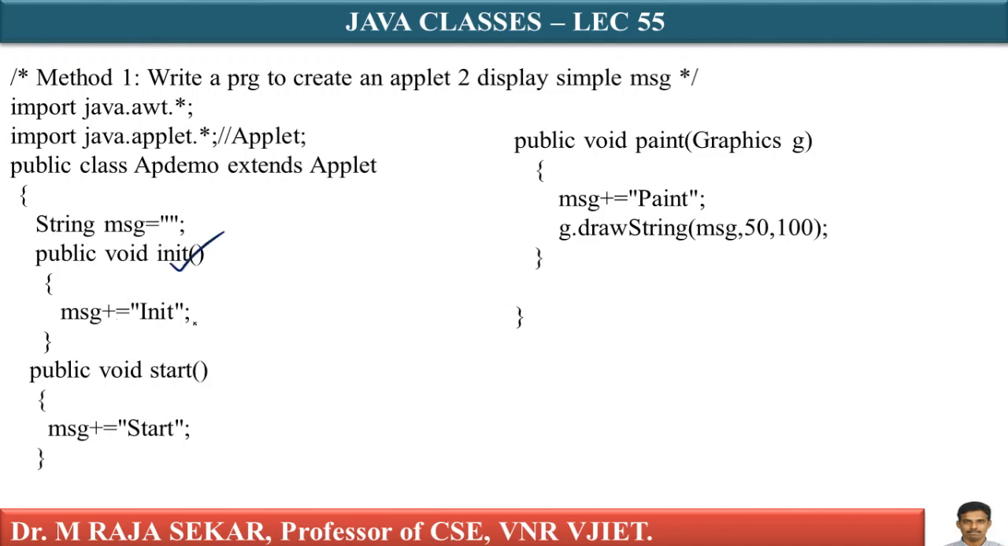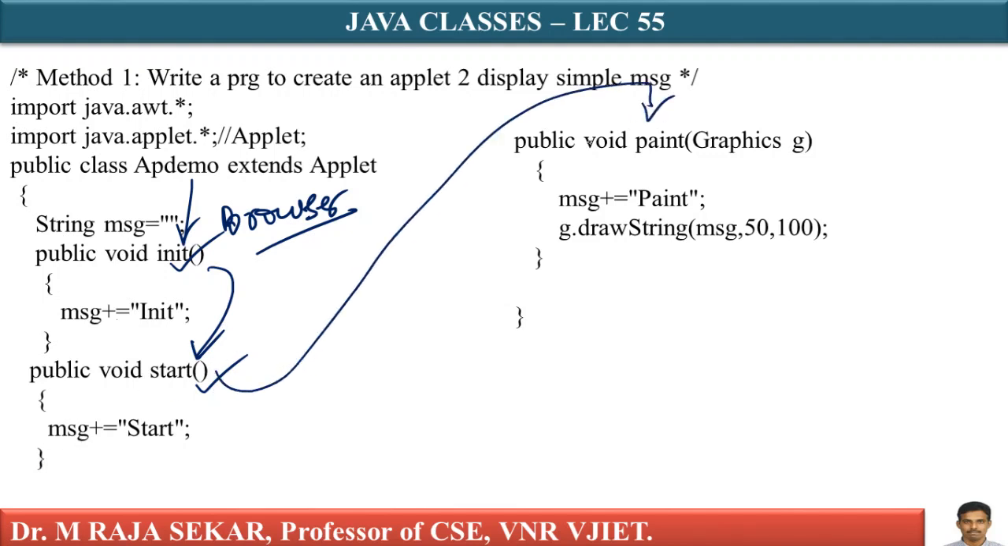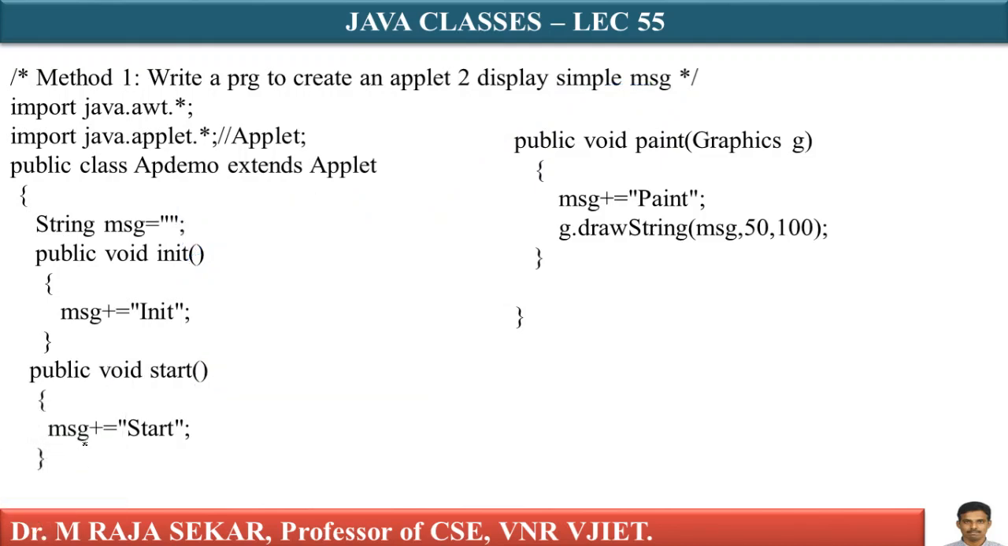After init, which method? The next one is the start method. Who will call init? Just try to recall. The browser will call init. In turn, init will call the start method. That's what we discussed, isn't it? Start will call the paint method. That's what we discussed. Anyway, in start, what am I doing? msg equal to msg plus start. Means I am appending the start message to msg. Now, how it works, we will try to understand.